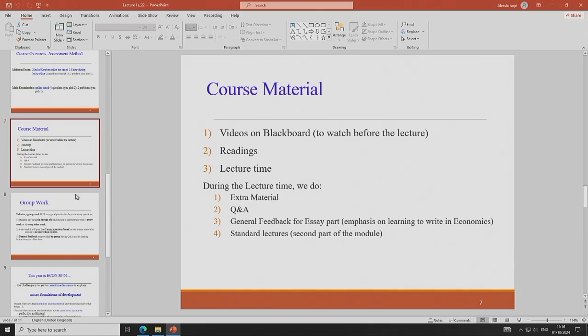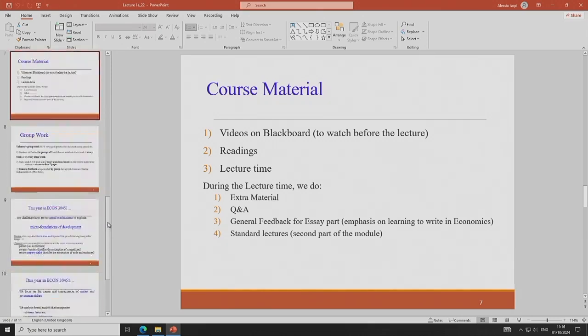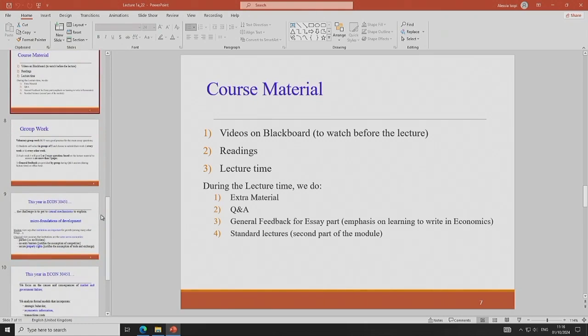And then we will have the lecture time. Every Tuesday lecture will be in person. What can we do together? We will do different things. We will do some extra material. I would like you to see the sharecropping model in many different forms.